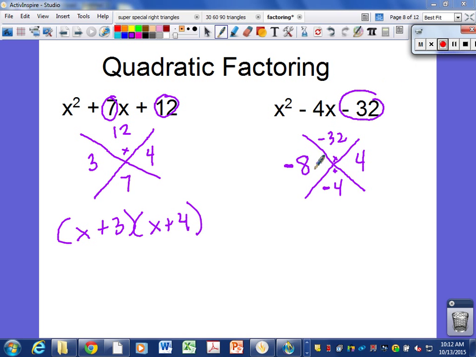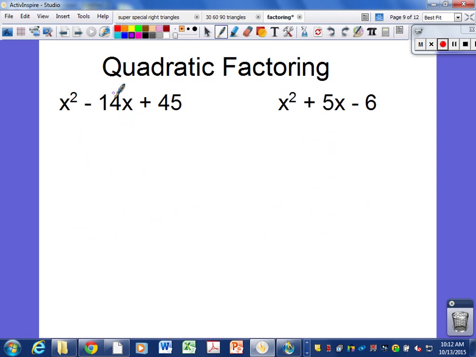So our factors become x minus 8 and x plus 4. Okay, pretty straightforward when they're like this, and most of them are like that.